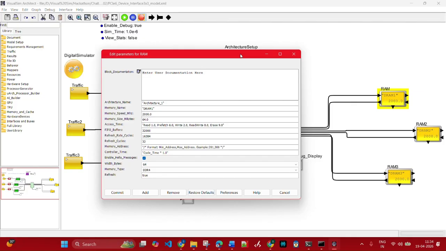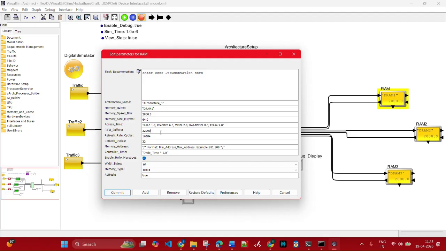So DRAM or RAM is my slave. So what are the parameters I'm looking at in DRAM? What is my speed? What is my memory size of the DRAM? And how much is the pre-fetch time for DRAM? What is the access time for the write? What is the access time for read write? What is the erase time for that?